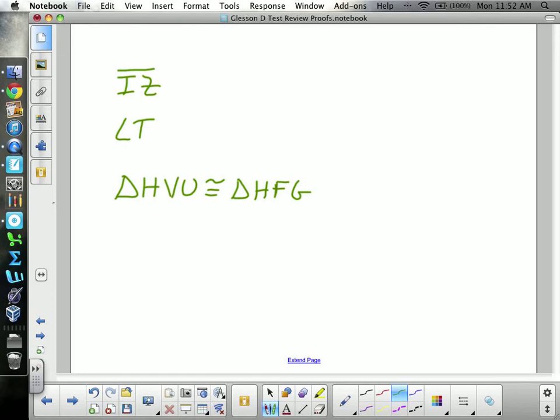Let's flip the page over. You are going to have things like name the shortcut again. That's not on here, but that will be on the test. Name the shortcut you're going to use, just like you've seen before, kind of like mini proofs.